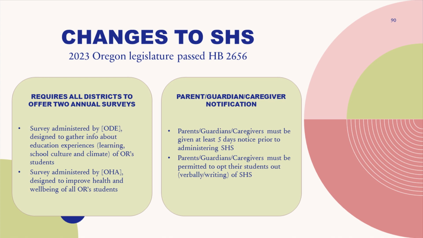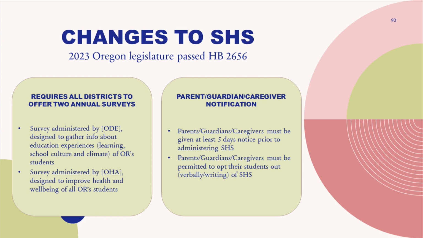During the 2023 legislative session, Oregon's legislature passed House Bill 2656, which requires all school districts to offer two annual surveys, including a survey administered by the Department of Education and a survey administered by OHA, designed to improve students' health and well-being. House Bill 2656 also requires that parents, guardians, and caregivers are notified at least 5 days prior to administering the survey and permits an opt-out option for the survey.